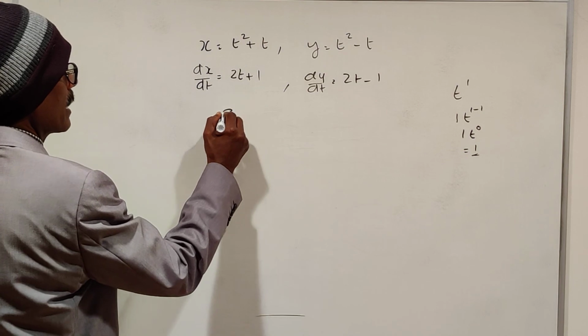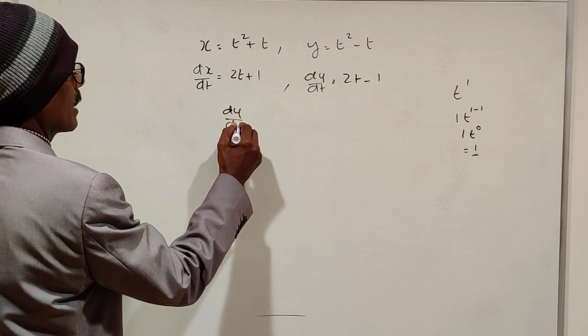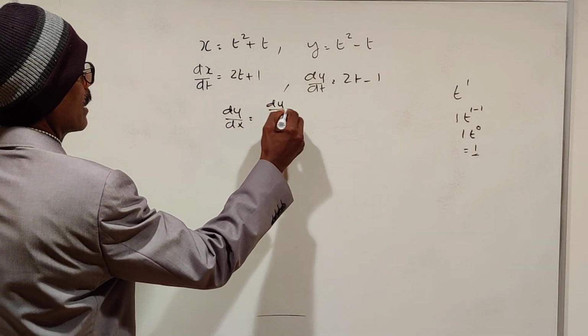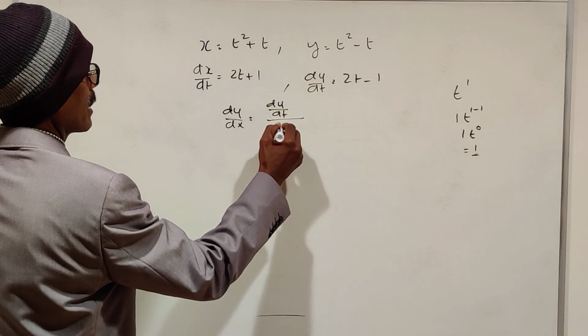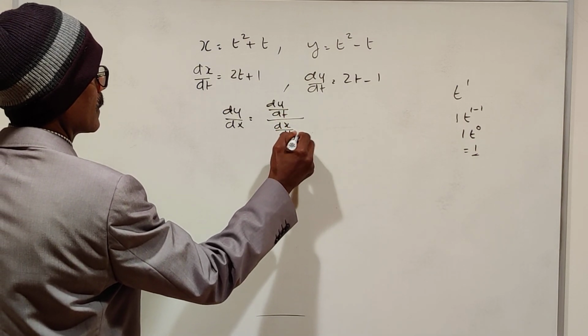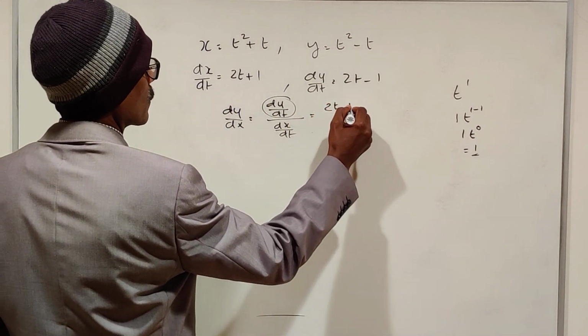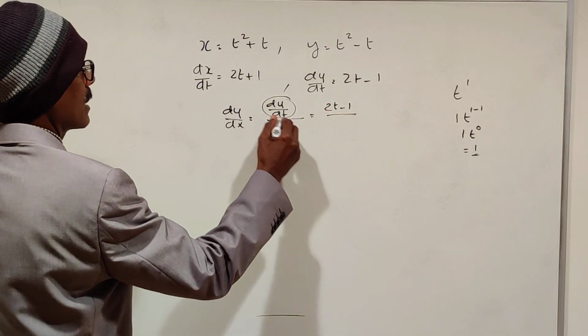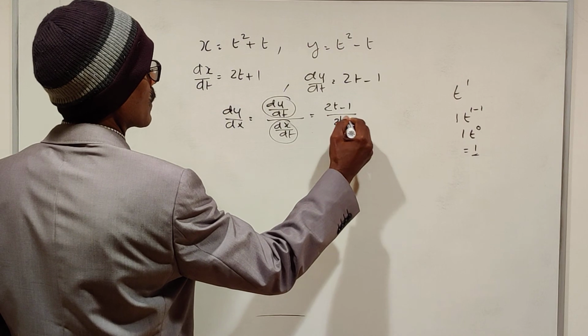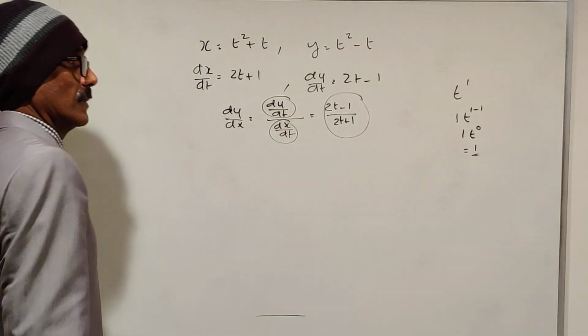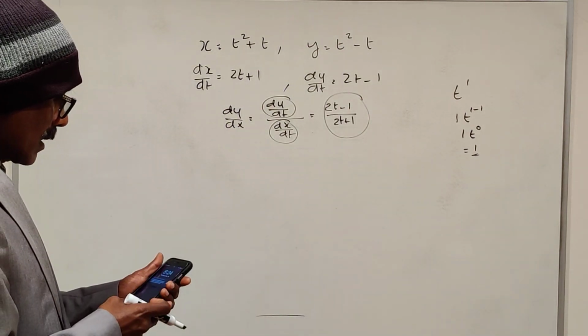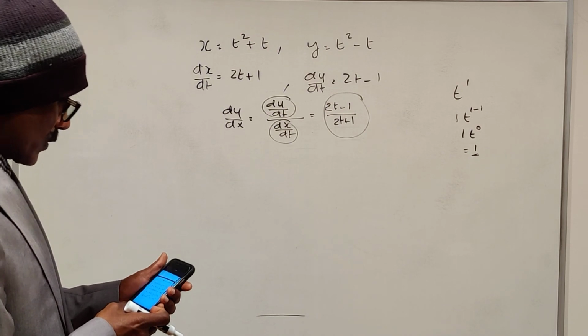So dy by dx equals dy by dt divided by dx by dt. What is dy by dt? 2t minus 1, divided by dx by dt, which is 2t plus 1. So this is the answer. Okay, next one.